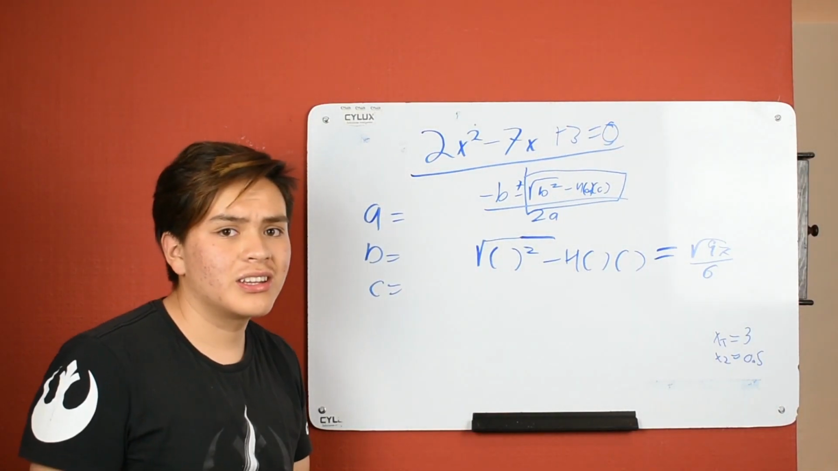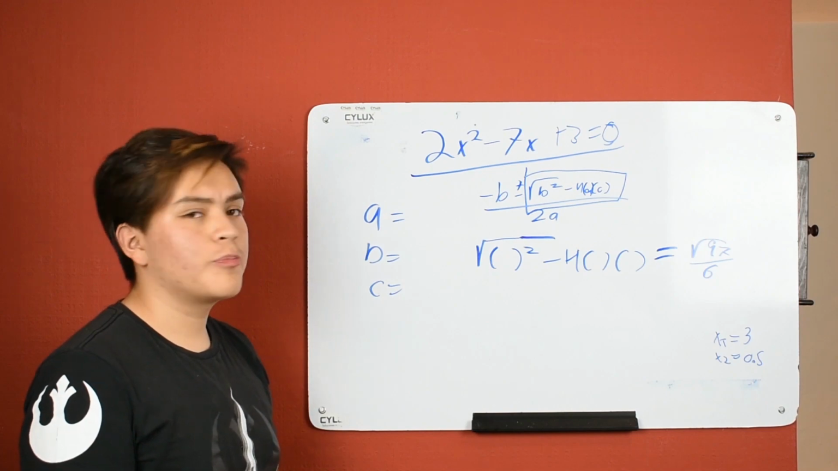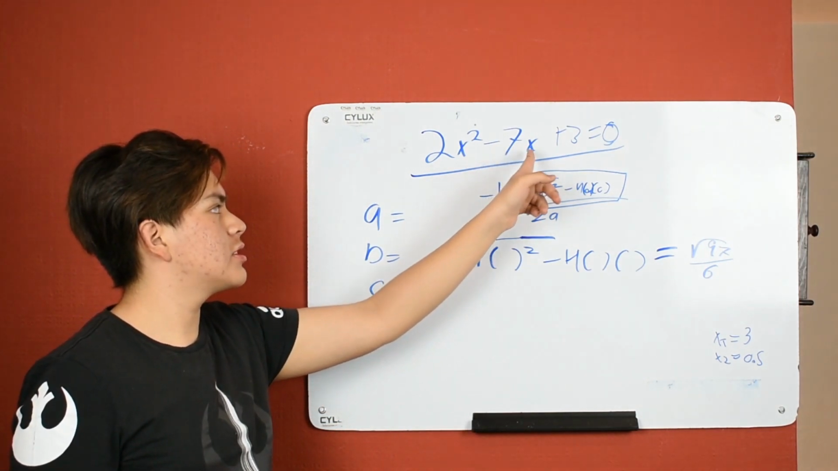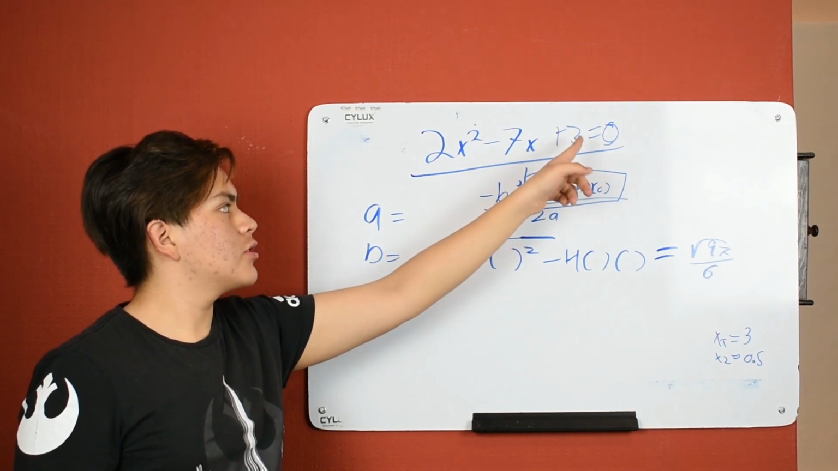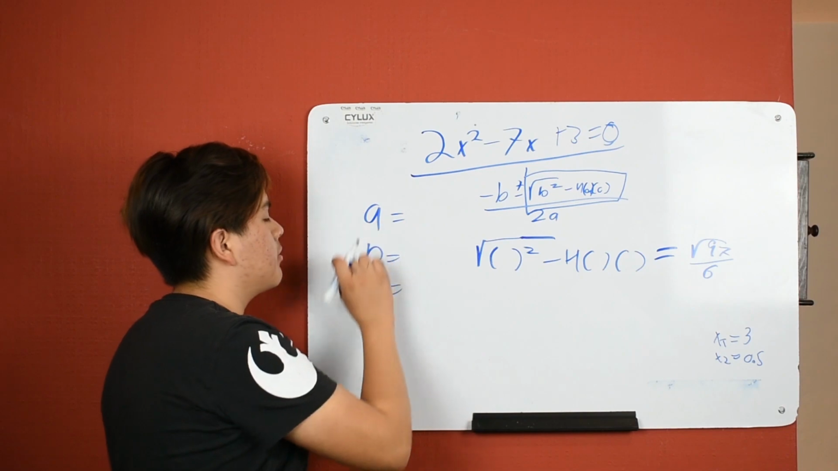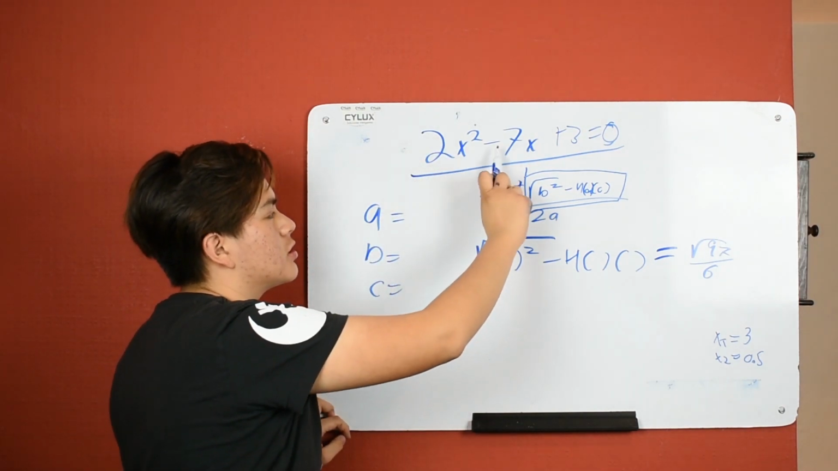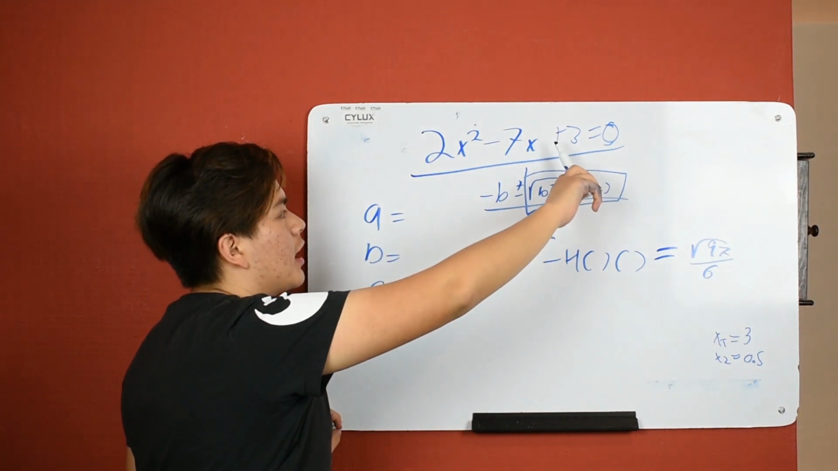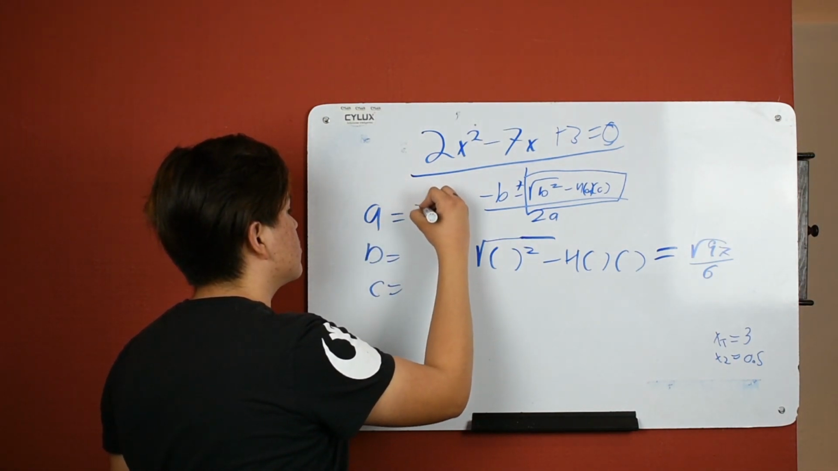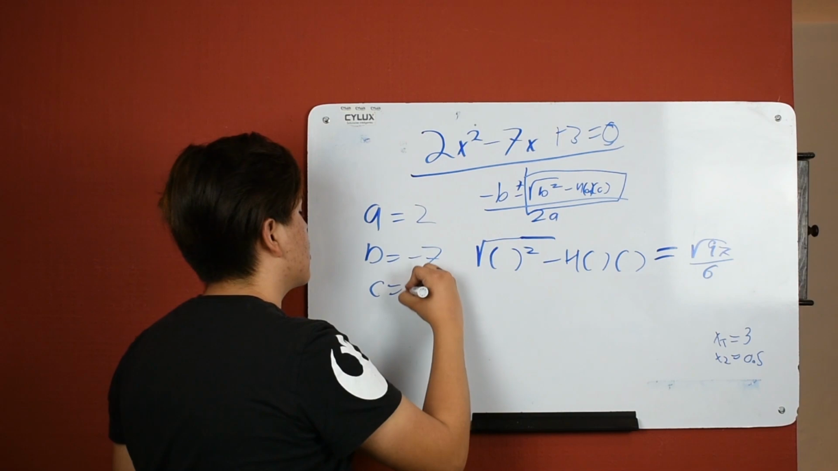Let's go with the parabolas. Okay, in this example of parabolas, in the equation we have 2x squared minus 7x plus 3 is equal to 0. So first we have to identify the a, b, c. A is 2, minus 7 is b, and 3 is c. So 2, minus 7, and plus 3.